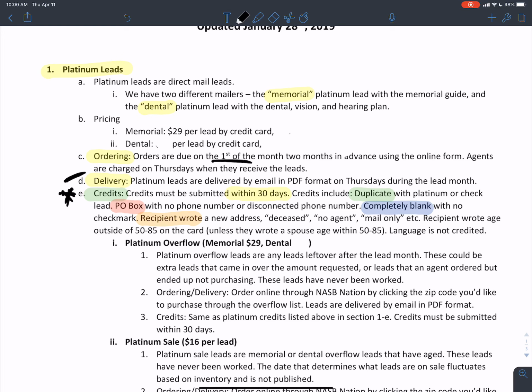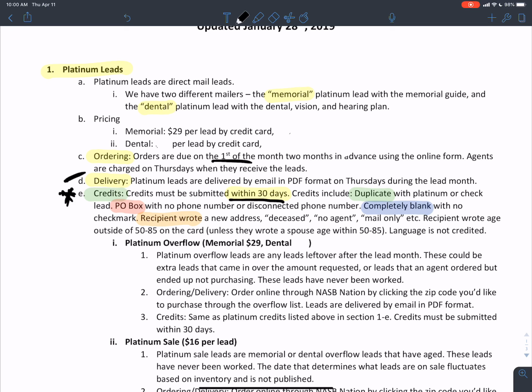Now, there are some rules, again, with the credits. Number one, you have to submit a credit within 30 days. You can't have a lead and compile them and collect all these credits, and then at the end of the year, submit 50 credits or 20 credits or whatever you get for the entire year. But maybe once a month or something, you might get a credit every once in a while. It doesn't happen a lot, but here and there, you're going to have a creditable lead. It has to be submitted within 30 days, no exception.